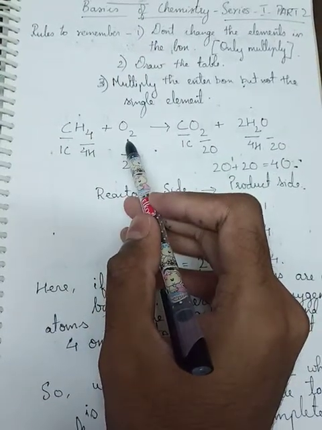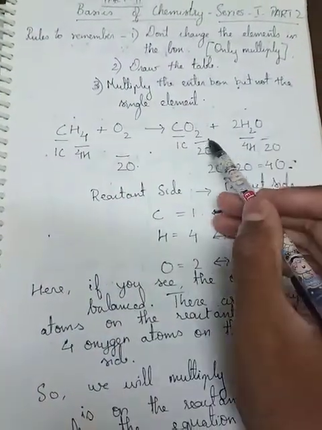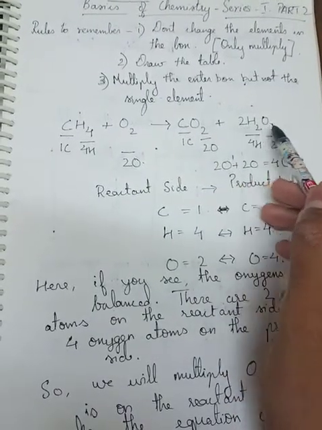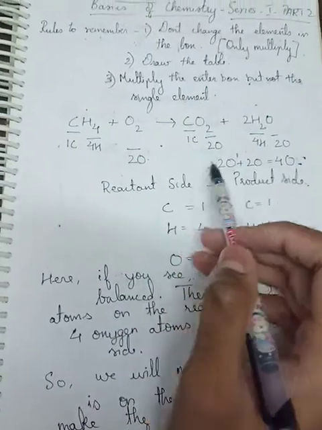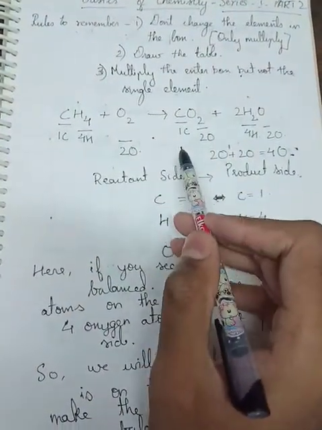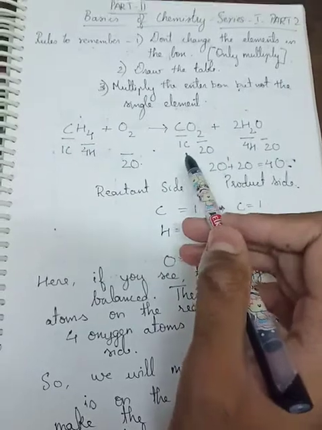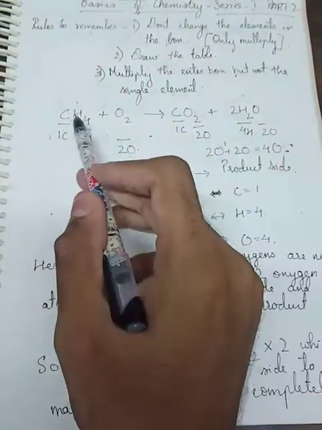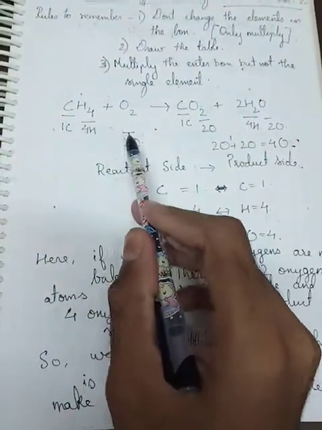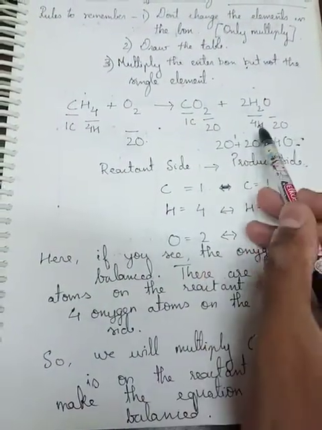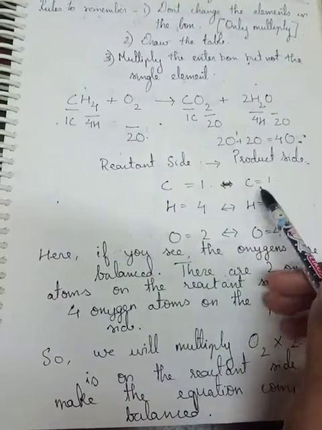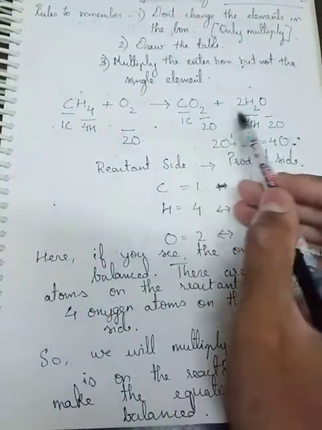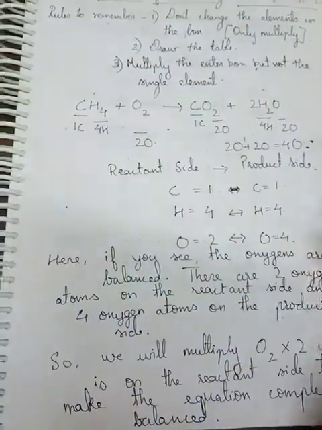And oxygens, there are 2 oxygens here, but here there are 4 oxygens. Here 2 oxygens and here 2 oxygens. So by this you can understand this reaction is only partially balanced but not completely balanced. In order to make this reaction completely balanced, we need to first write down how many carbons are there on the reactant side. 1 carbon. On the product side also we have only 1 carbon. And hydrogens, there are 4 hydrogens on the reactant side, and also 4 hydrogens on the product side.